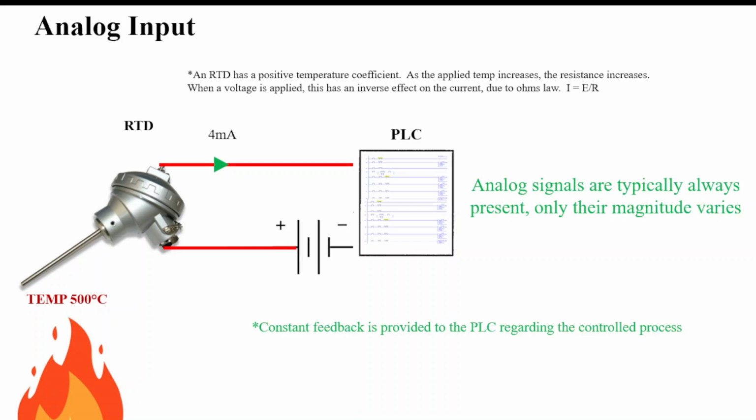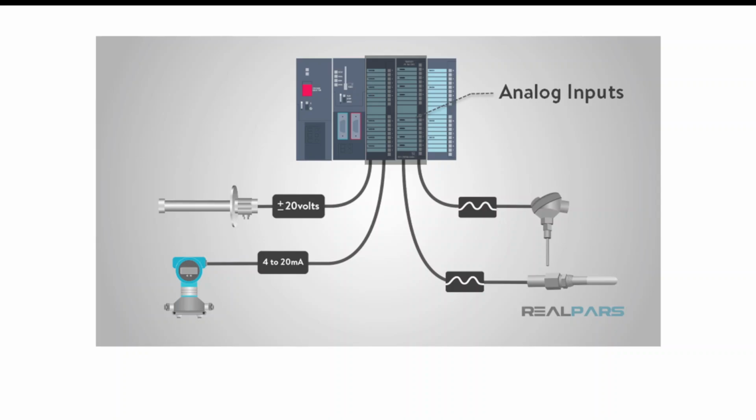Analog signals are typically always present, only their magnitude varies. So this provides constant feedback to the PLC regarding the controlled process. So here are some examples of analog inputs. We can see here a capacitive level sensor. This is probably some form of a temperature probe, RTD, and that's a flow meter. So we have all of these different devices that are analog inputs coming in.